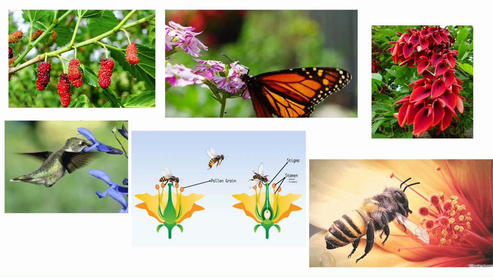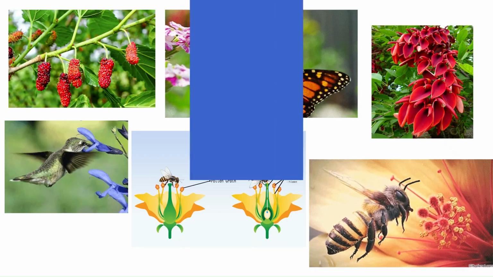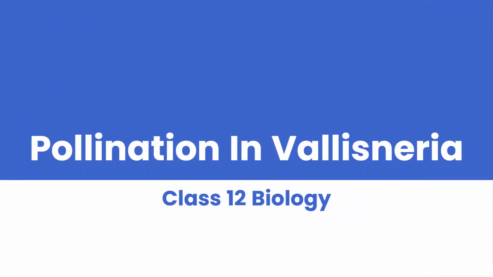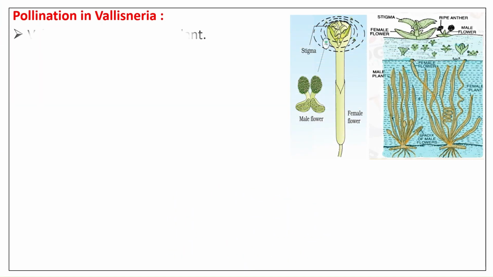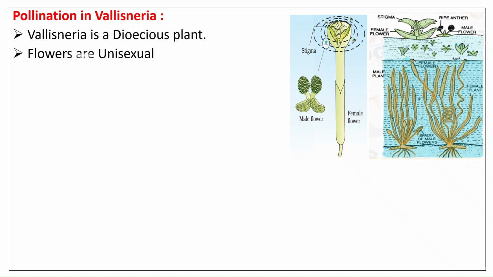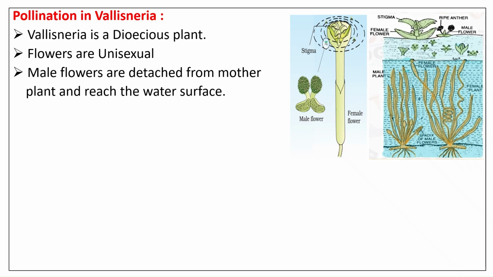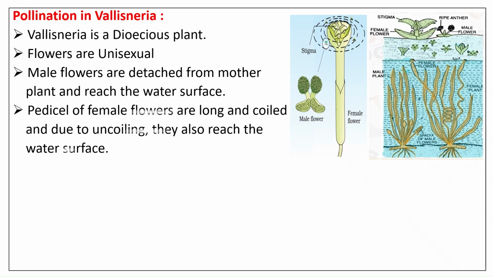Today, we start with pollination in Vallisneria. Let's start. Vallisneria is a dioecious plant. Flowers are unisexual. Male flowers are detached from the mother plant and reach the water surface. The pedicel of female flowers is long and coiled, and due to uncoiling, they also reach the water surface.